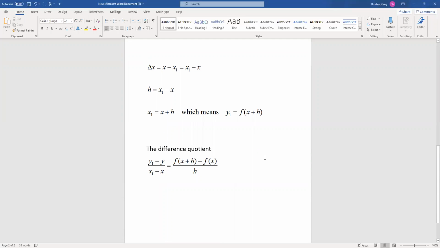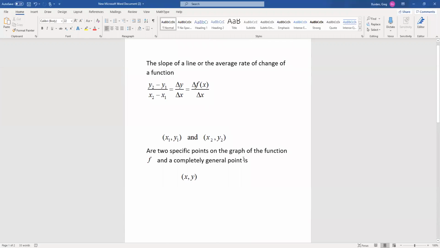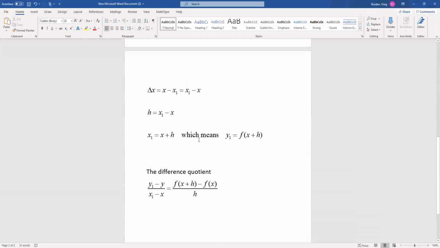We can now call this thing by the name difference quotient. The difference quotient is the same as the average rate of change of the function that I was talking about before up here. Because if x sub 1 is x plus h, then the denominator here is just x minus x sub 1, which gives you just h, or negative h, as the case may be. And the y's likewise will line up in the same sort of way. So what we have here is a difference of y values over a difference of x values.